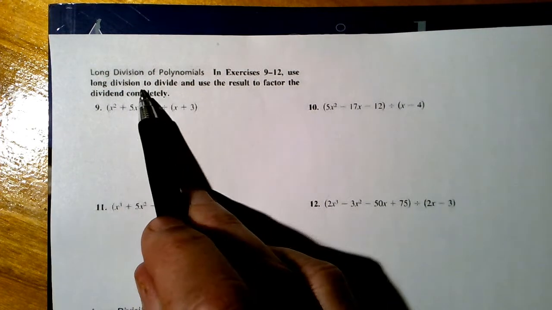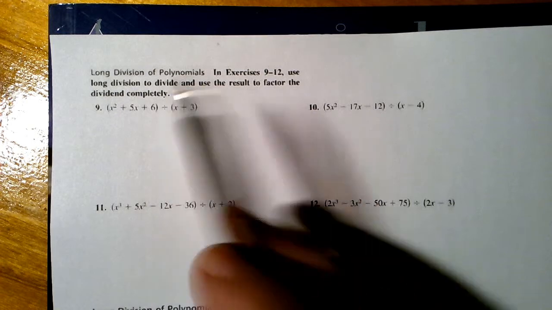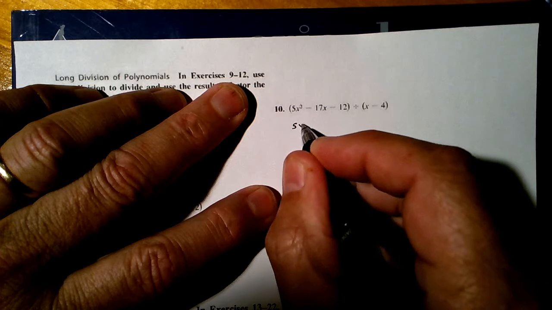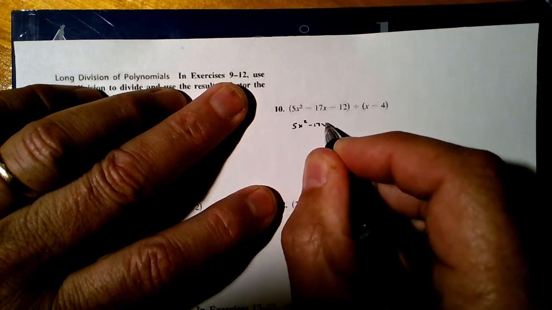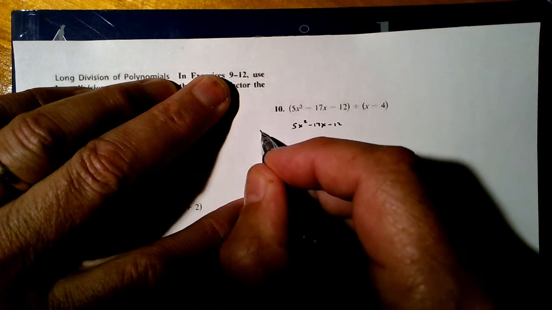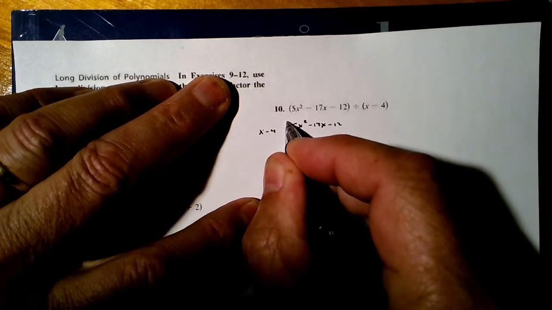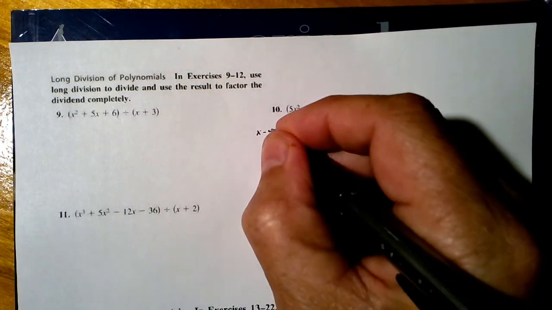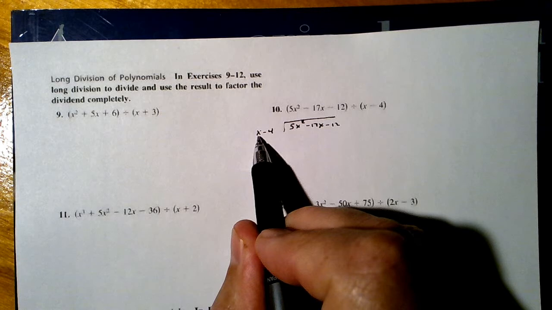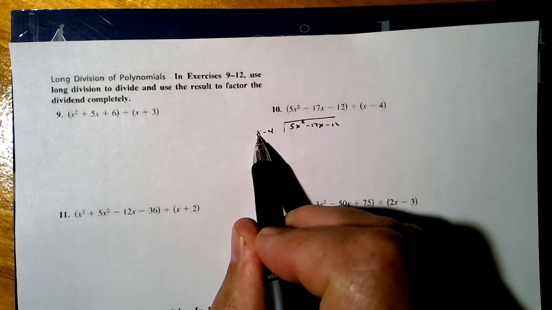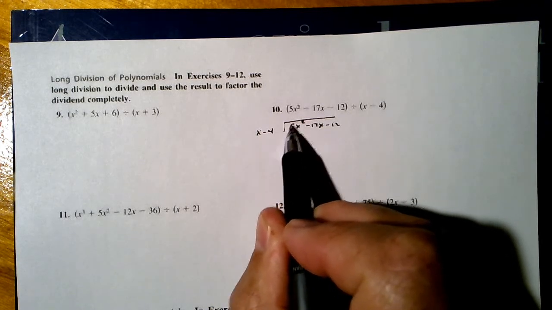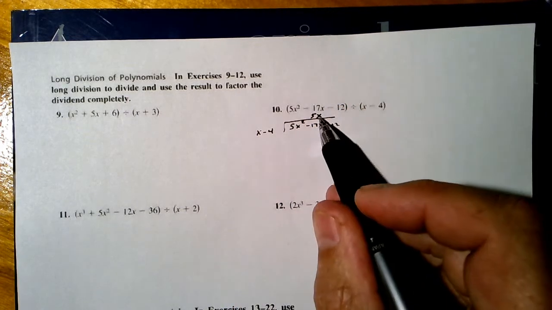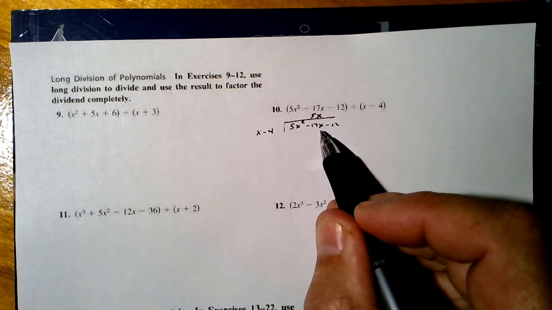So we're going to use long division to divide and use the result to factor. So I'm going to divide into 5x squared minus 17x minus 12. I'm going to divide into x minus 4. Just old school long division. And so what do I do here? I ask myself, what do I have to multiply by x to turn it into 5x squared? Well, that's 5x. And I put that 5x, the plain old x to the first, over the plain old x to the first here.